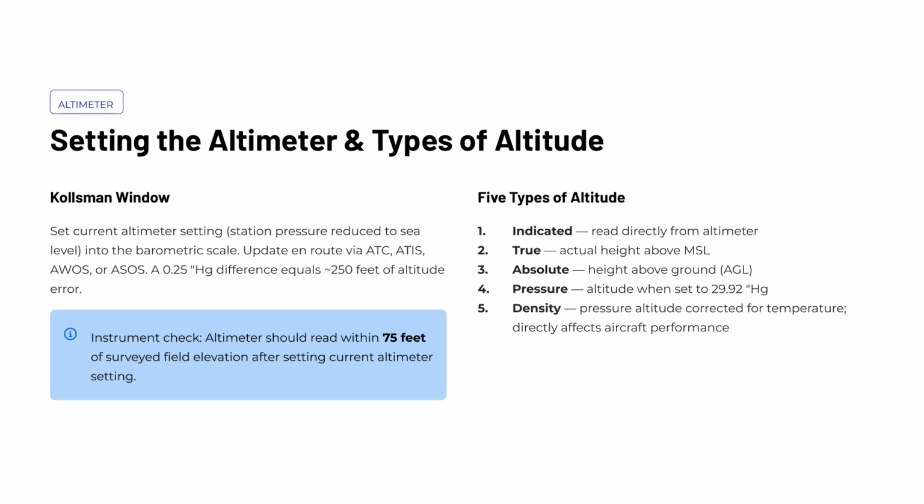There are 5 types of altitude every pilot must understand. Indicated altitude is simply what you read directly off the instrument. True altitude is your actual height above mean sea level. Absolute altitude is your height above the terrain directly below you, expressed as AGL. Pressure altitude is what the altimeter reads when set to the standard datum of 29.92 inches of mercury, and this is used for performance calculations and flight levels. Finally, density altitude is pressure altitude corrected for non-standard temperature, and it is density altitude that directly governs your aircraft's performance, particularly critical on hot, high-elevation days.